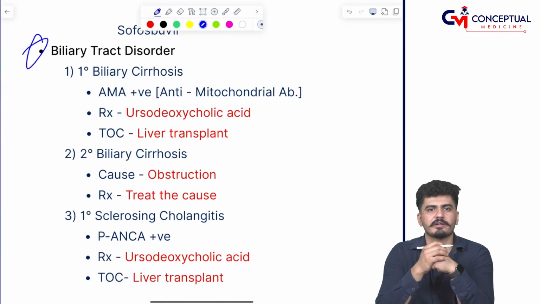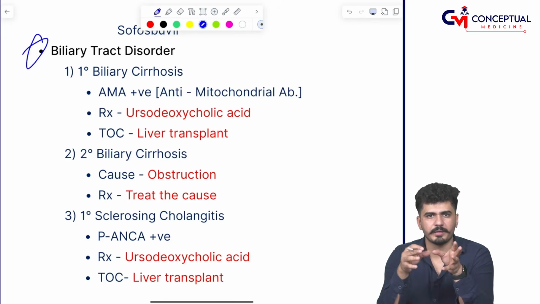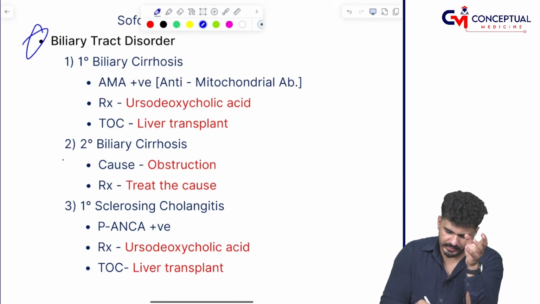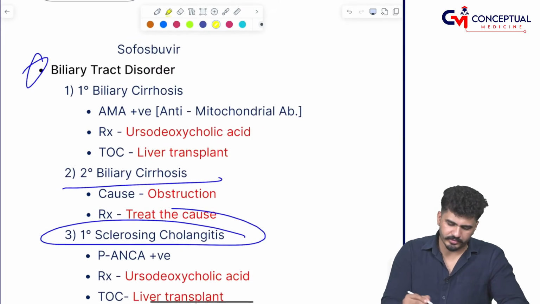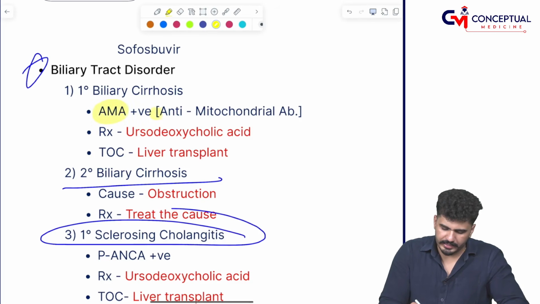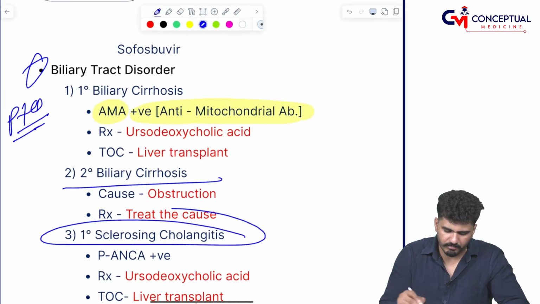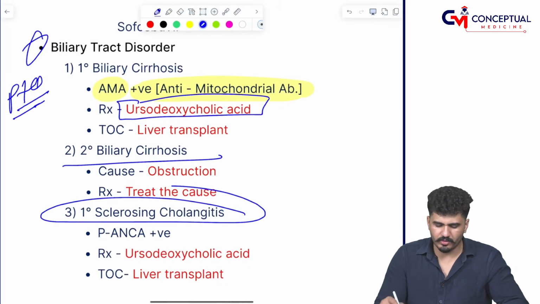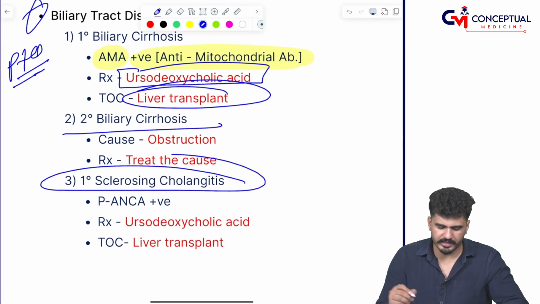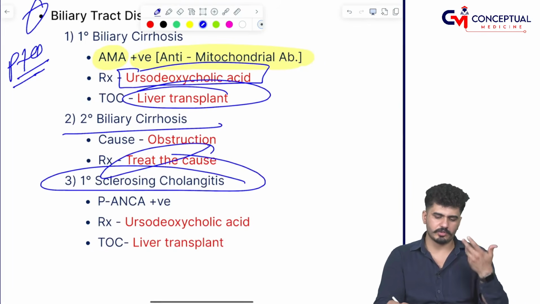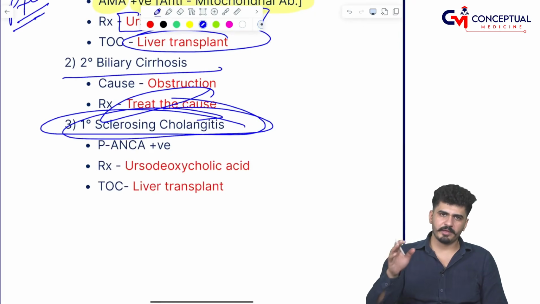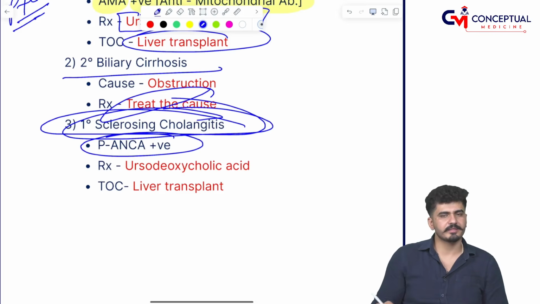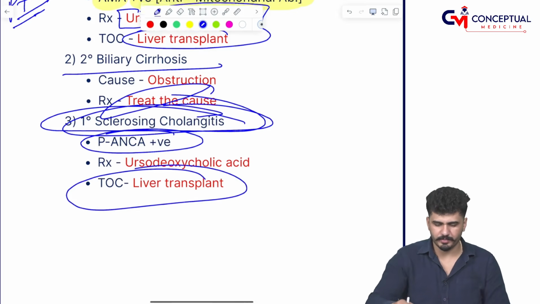Now biliary tract disorders: we have primary biliary cirrhosis, secondary biliary cirrhosis, and primary sclerosing cholangitis. In primary biliary cirrhosis, if we talk about AMA, antimitochondrial antibodies, you will see AMA. In treatment, ursodeoxycholic acid, and the treatment of choice is liver transplant. Secondary biliary cirrhosis is due to obstruction, treat the cause, the obstruction is removed. Primary sclerosing cholangitis, like PSC, here P is p-ANCA, you will see, sir. Ursodeoxycholic acid, liver transplant, you will do, sir.